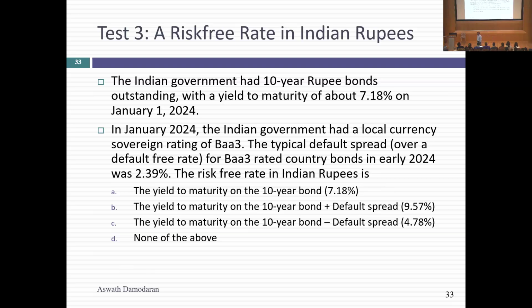I'm home free, right? But what's the one stop I have to make before I use the 7.18% as my risk-free rate? I have to stop and ask, is there default risk in the Indian government? Who am I going to go ask this question? Some people are going to get insulted even if I ask this question. I don't want to deal with that.